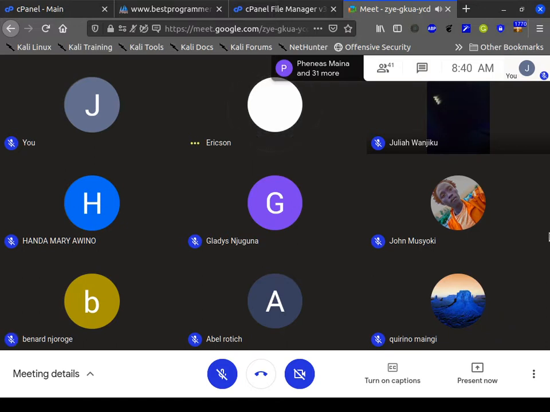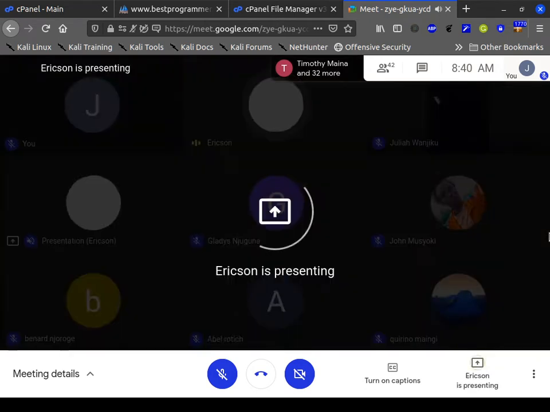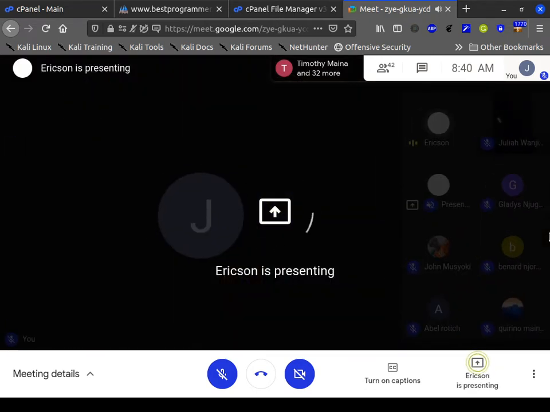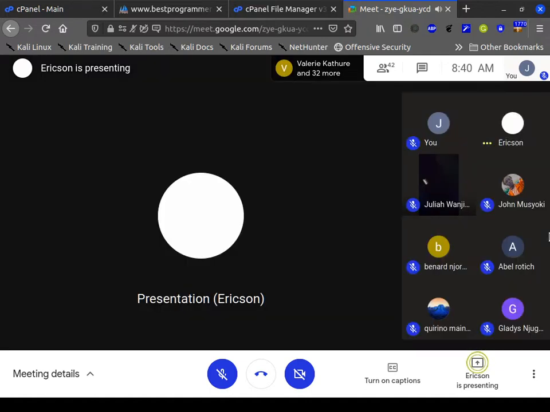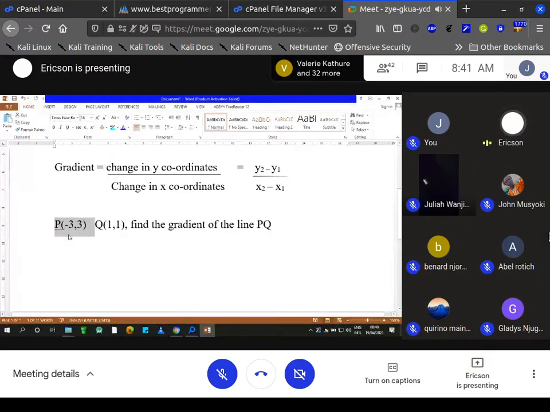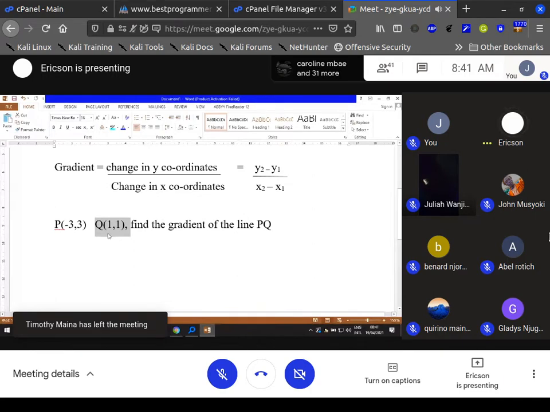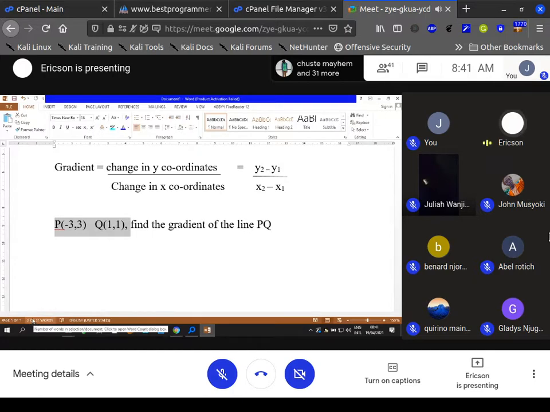Let me share my screen. I will not be able to draw the graphs. First, point P is (-3, 3). The second point, point Q, is (1, 1). Plot a graph using these points, the line PQ. Find the gradient of the line.